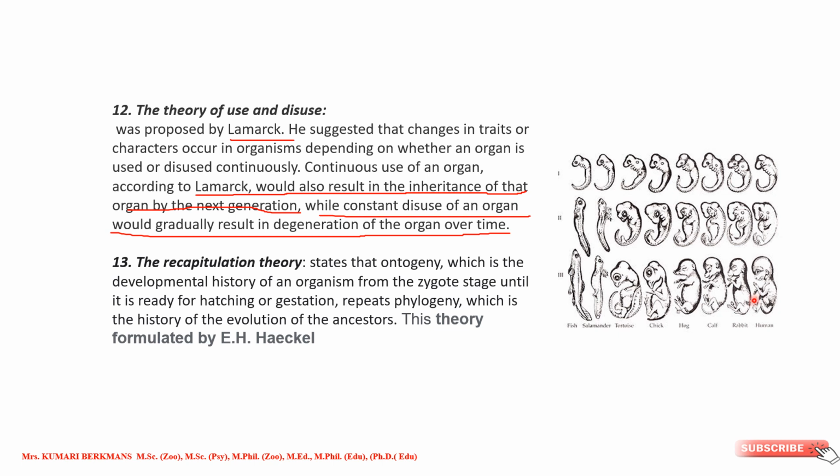It states that ontogeny, the developmental history of an organism from the zygote until it is ready for hatching or gestation, repeats phylogeny. Phylogeny means what? From the first till the present. That is called phylogeny, the transformation from the early age to the present, which is the history of the evolution of the ancestors. This theory is formulated by E.H. Haeckel. See, in the embryo stage, whether it is fish or human, the shape is almost the same. So it is called recapitulation, from the early age till the present age.